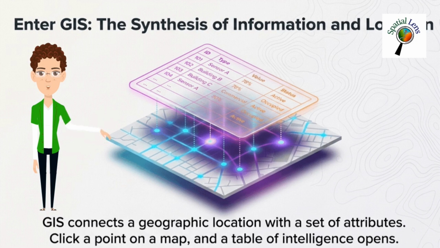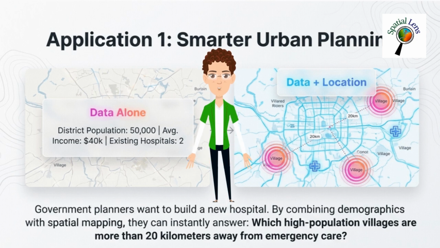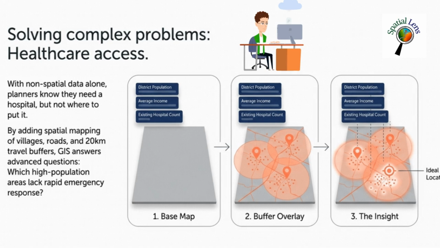Now let's understand why spatial data is so powerful. Suppose a government wants to build a new hospital. If they only have non-spatial data, they may know the population of each district, average income, and number of existing hospitals, but they still don't know where people actually live. By adding spatial data, GIS can map villages, roads, rivers, population density, existing hospitals, and travel distance.